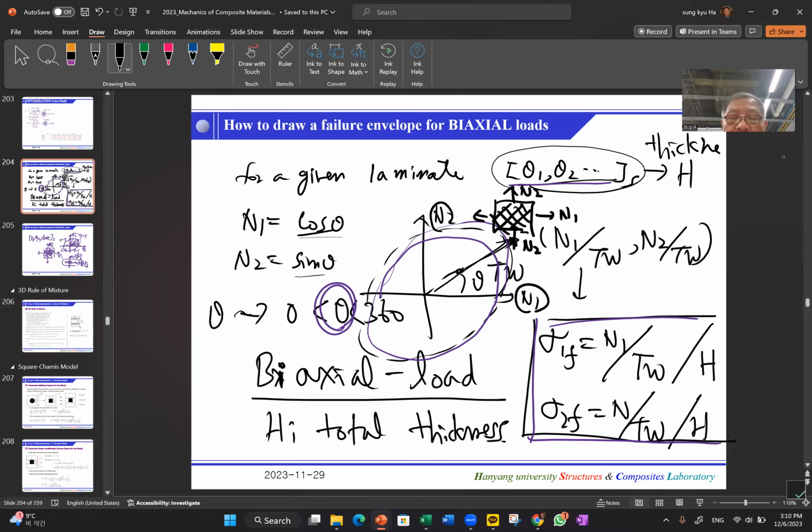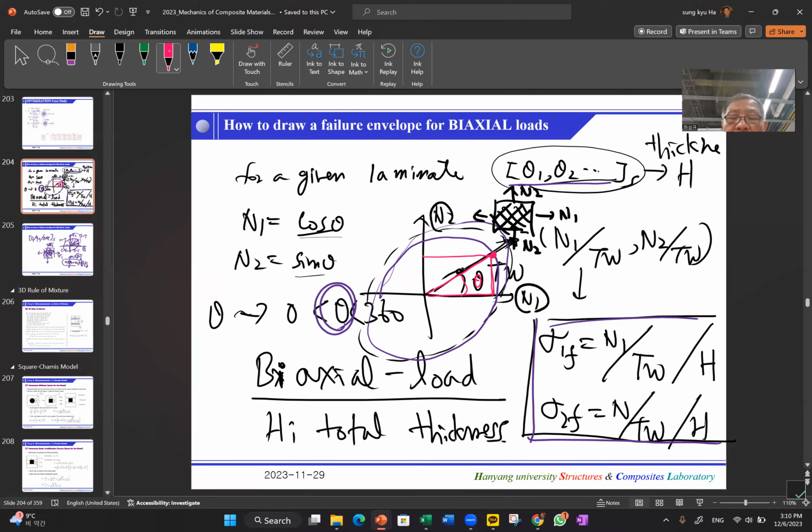So how to draw the failure envelope? That's the point. Let's say we take this point, this much N1 and this much N2, where the composite will fail. So how can we find this point? This point is indicated by theta. Theta gives us the ratio between N1 and N2.